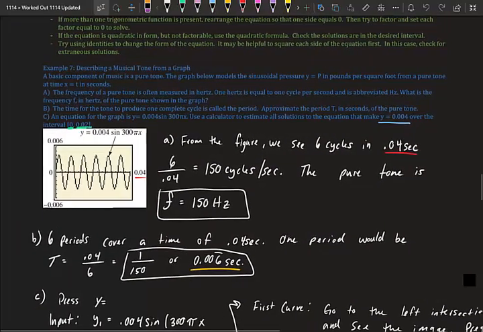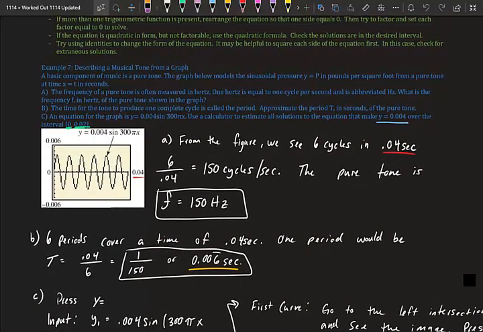Alright, example 7. A basic component of music is a pure tone. The graph below models the sinusoidal pressure y equals p, in pounds per square foot, from a pure tone at time x equals t seconds. The frequency of a pure tone is often measured in hertz. 1 hertz is equal to 1 cycle per second and is abbreviated Hz. What is the frequency f in hertz of the pure tone shown in the graph?